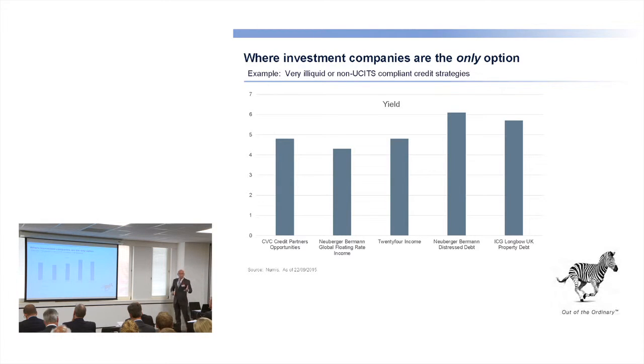Now, in addition to private equity and hedge funds, the third main area where investment companies are the only option is in illiquid credit strategies. And you can see here some of the attractive yields on offer in the listed credit space. Now, this is a huge area for us. We've invested over £200 million in the last few years in these kind of strategies.